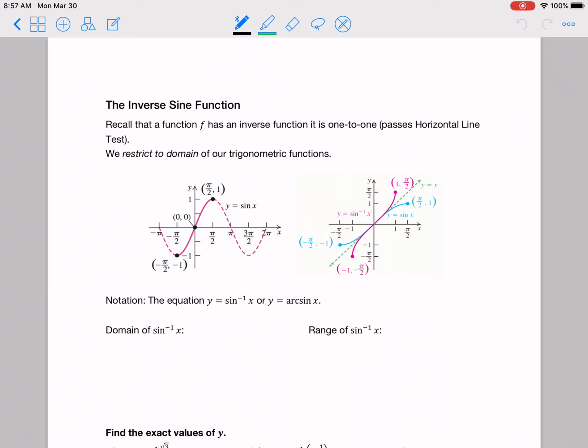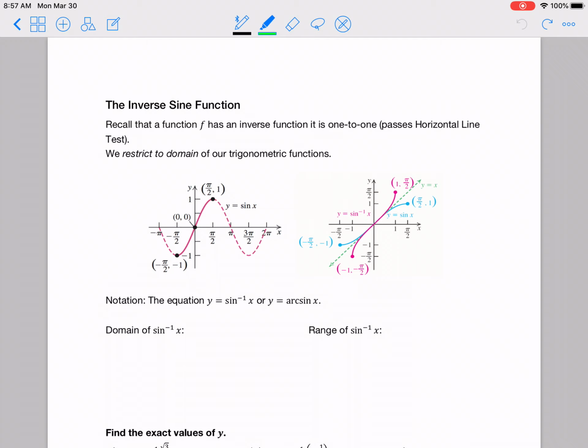So here we have the inverse sine function. Recall that a function f has an inverse function if it's one-to-one and passes the horizontal line test. You'll notice that the sine function will not pass the horizontal line test, because if you draw a horizontal line, it's going to run right through a bunch of it. So to combat that, we have to restrict ourselves so we don't get repeated answers. We're going to restrict the domain of what we're allowed to plug in so that it will work.